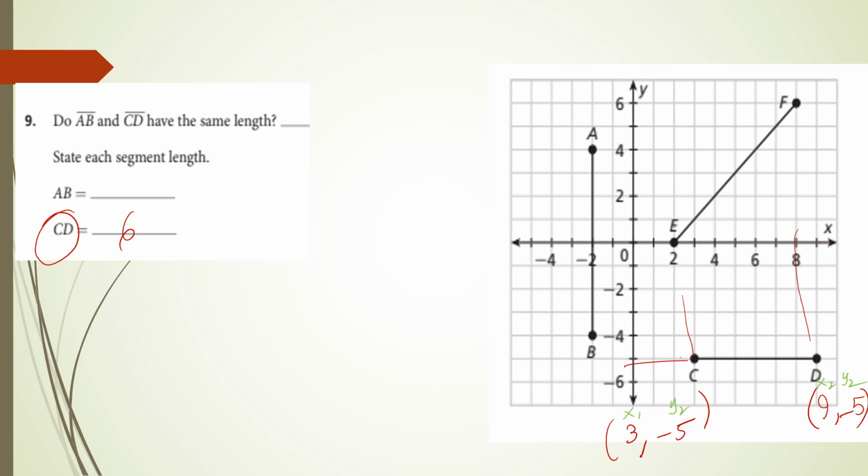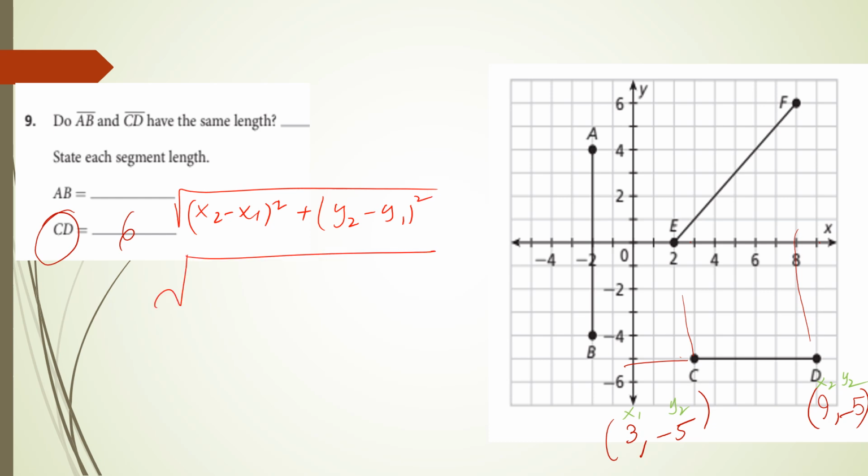Name it x1 and y1, and the other one x2 and y2. Okay, so write it down. Here the formula is x2 minus x1 whole square plus y2 minus y1 whole square. So what is x2? x2 is 9 minus x1 which is 3, whole square. Then this formula plus y2 is -5 minus y1 which is -5. So minus -5, negative, and whole square. Negative gives you plus.